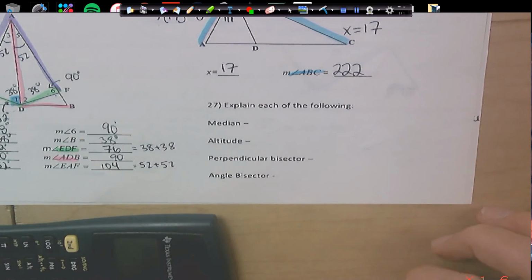27, our final problem. Explain each of these. A median goes from a vertex to the midpoint of the opposite side. Altitude, vertex, and it's perpendicular to the opposite side. Perpendicular bisector, perpendicular, and it cuts the segment into two separate parts. No vertex. And 4, angle bisector, cuts an angle in two.